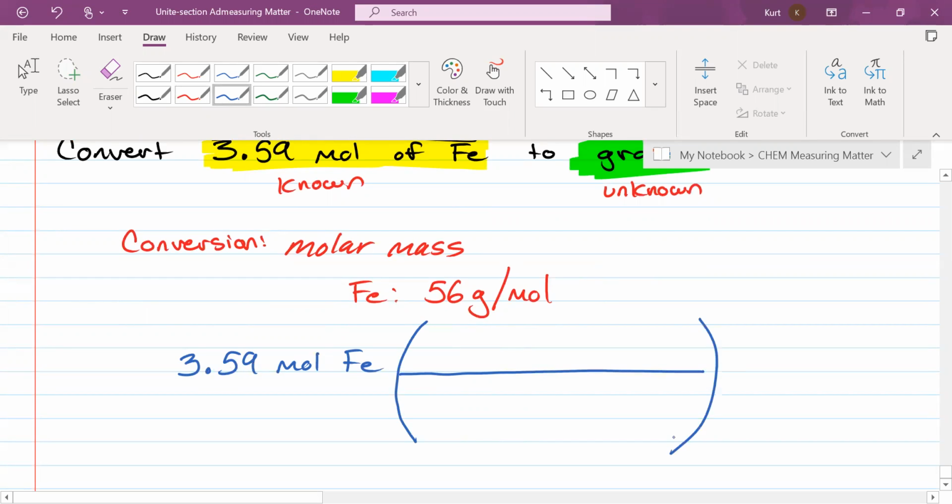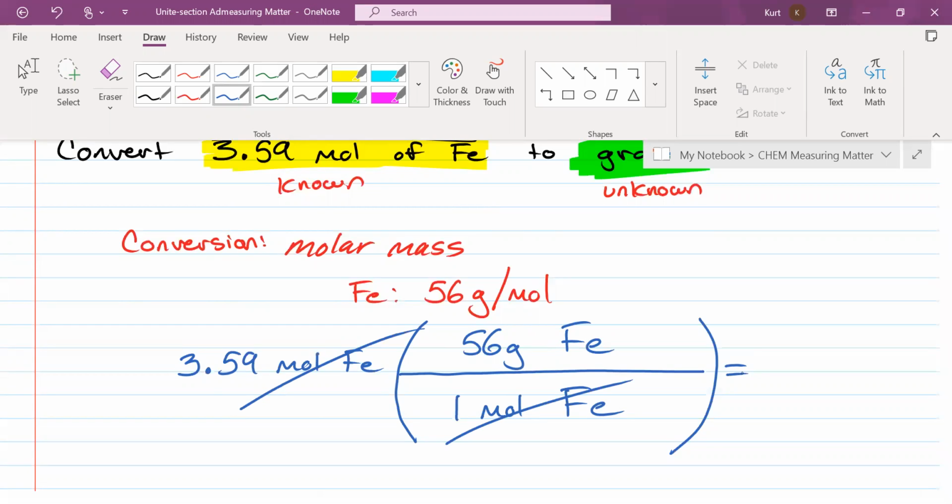You set up your conversion. Max, what do I put where? Do I put 56 grams on top or do I put 56 grams on the bottom? On top. That is correct. Moles cancels out. This is a multiplication problem.